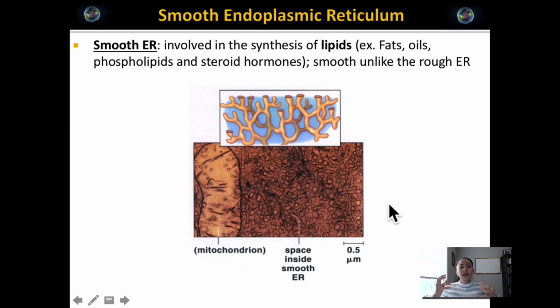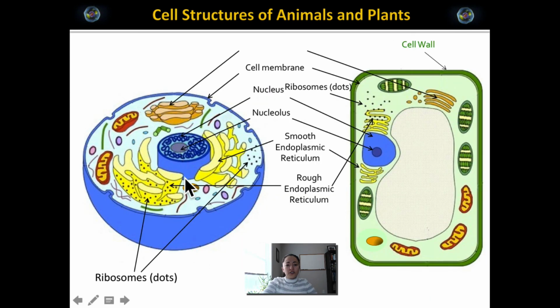I like to think of smooth. When I think of the word smooth, I think of fats and oils, how they're kind of smooth and slippery. So that's how I always remember that the smooth ER makes lipids or fats and stuff like that. We also see this other structure. It looks kind of like the rough and smooth ER, but what you'll notice is that there's these little things budding off the sides.